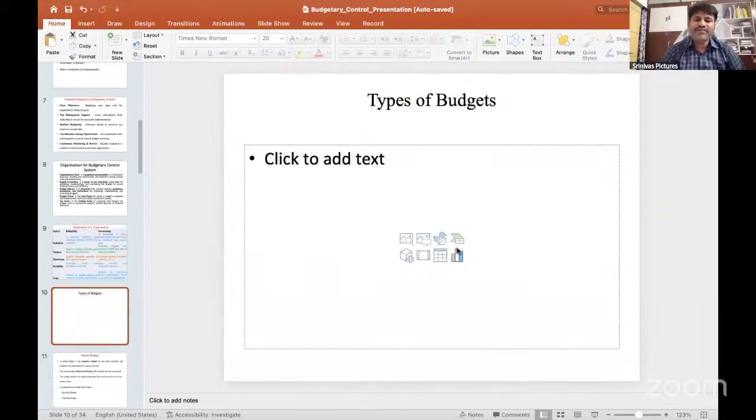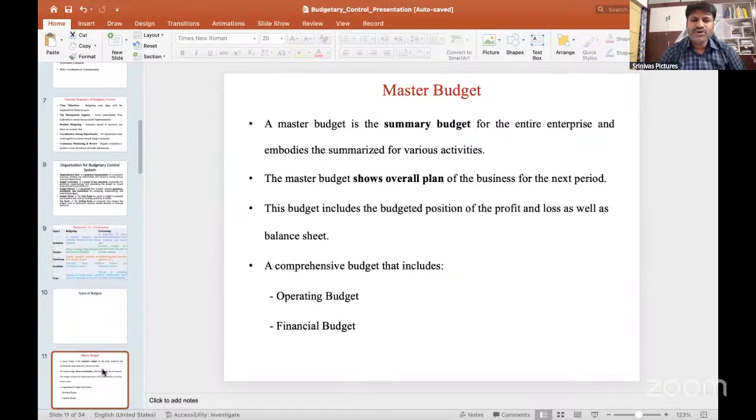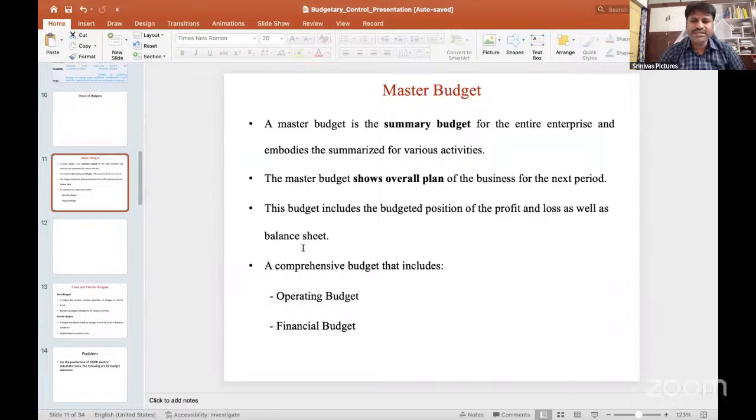Now let us talk about the various types of budget. The first one is the master budget. The master budget is also called a summary budget. For the entire enterprise, we summarize all the activities in this budget. The master budget shows the overall plan of the business for the next period. This budget includes budgeted profit and loss as well as the balance sheet. Generally, it is a comprehensive budget that includes the operating budget and the financial budget.